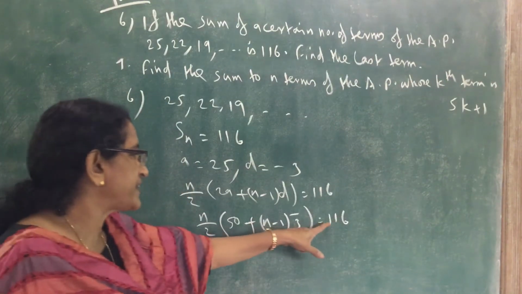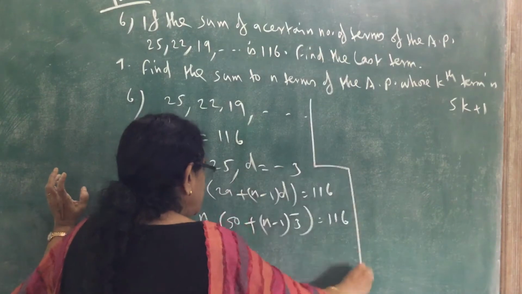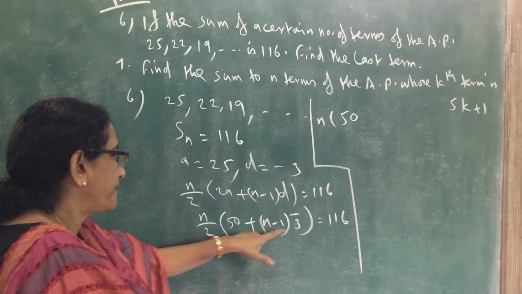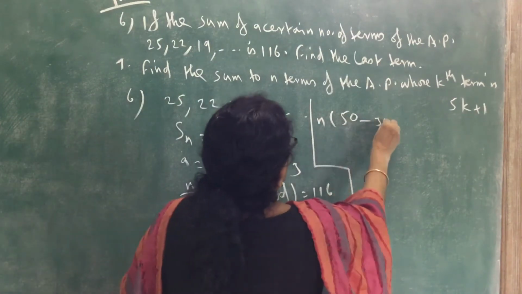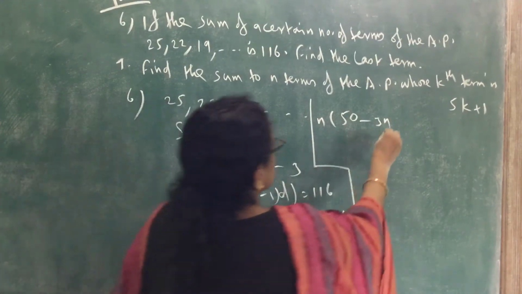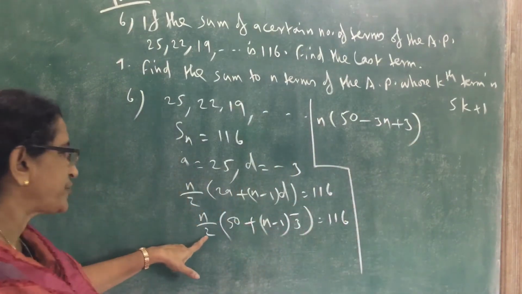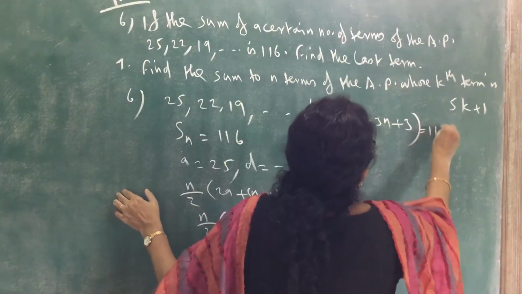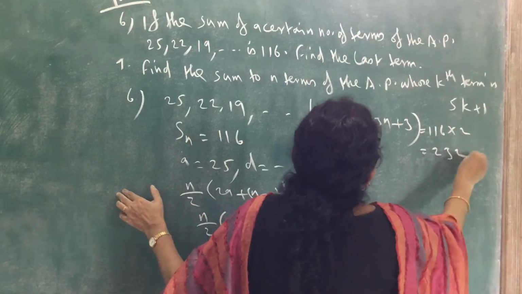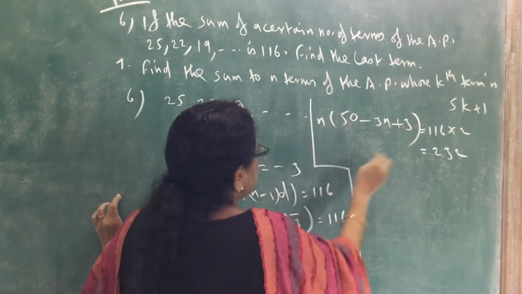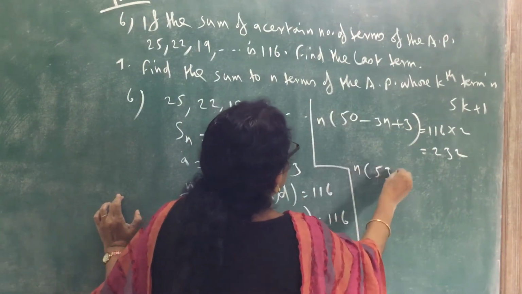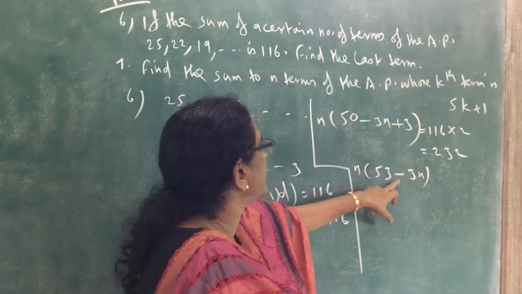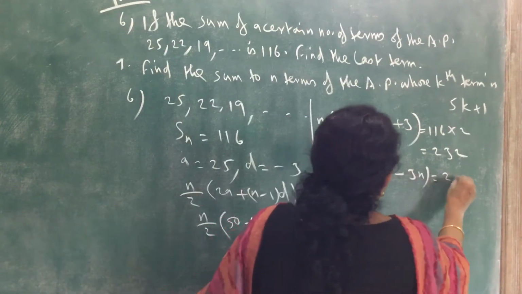So by 2 we can cross multiply to this side. So we get n into 50 plus n minus 1 into minus 3, that is 3n minus 3 into minus 1, plus 3. So 116 into 2, that is 232. Now 50 plus 3, 53. So n into 53 minus 3n equals 232.